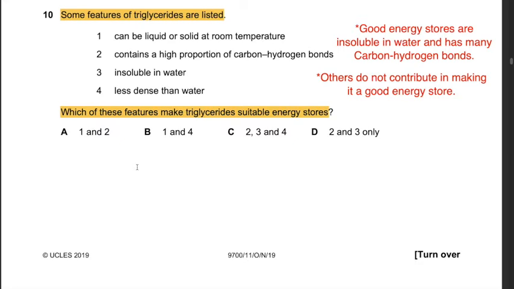Good energy stores are those which are insoluble in water, as it does not affect the osmotic properties, and it should also have many carbon-hydrogen bonds. Therefore, if you go to the options, 2 contains a high proportion of carbon-hydrogen bonds, yes, that is correct. 3 insoluble in water, yes, and that is why energy can be stored as a reserve. Therefore, the answer is D, 2 and 3 only. The others do not contribute in making it a good energy store.